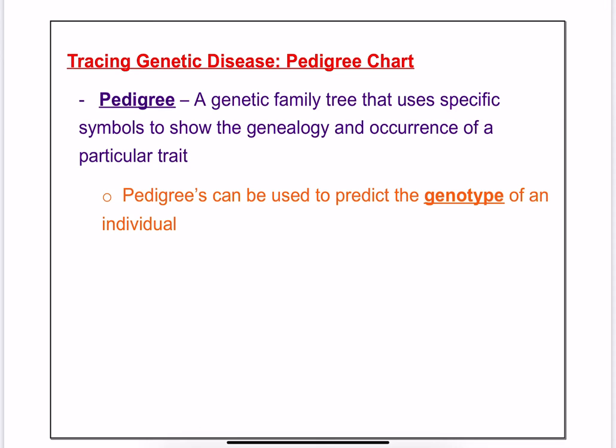So this is the second section, or the last section here, in 2.4 on mutations. This is looking at how we can trace genetic diseases. This is one of my favorite parts about genetics, besides Punnett squares: pedigree charts. Pedigree charts are a genetic family tree that uses specific symbols to show the genealogy and occurrence of particular traits. Pedigrees can be used to predict the genotype of an individual.